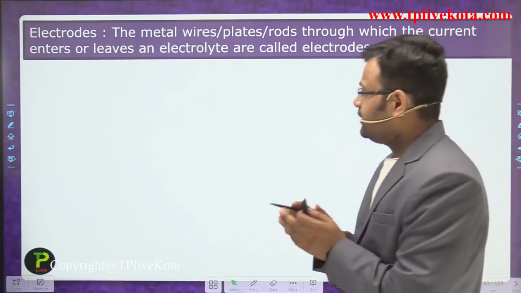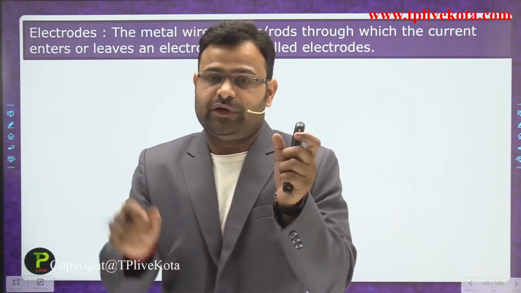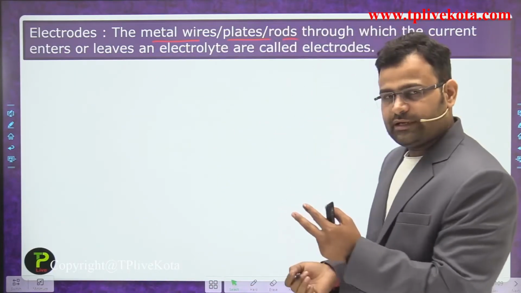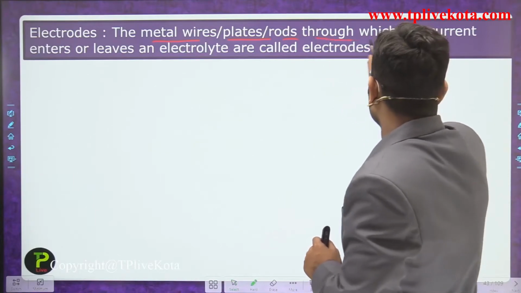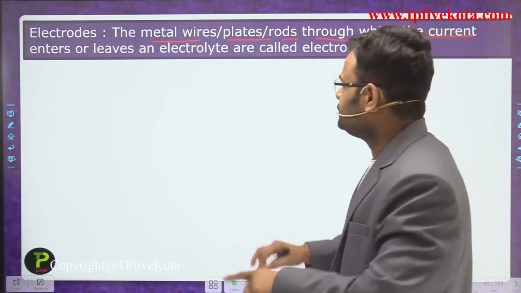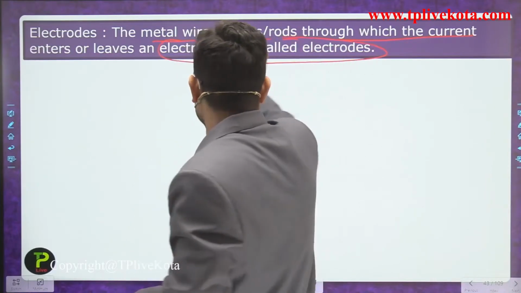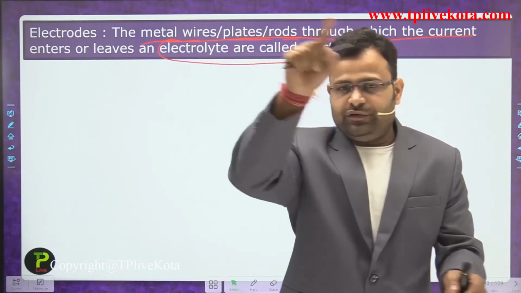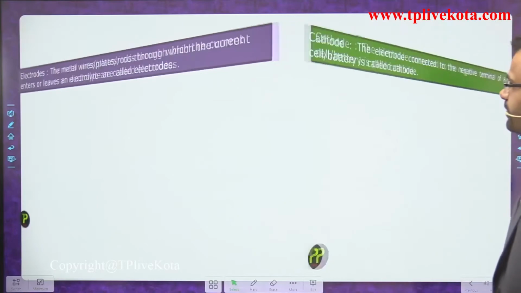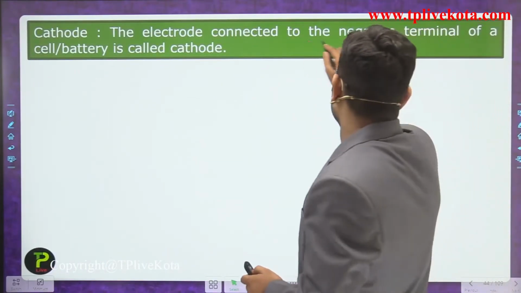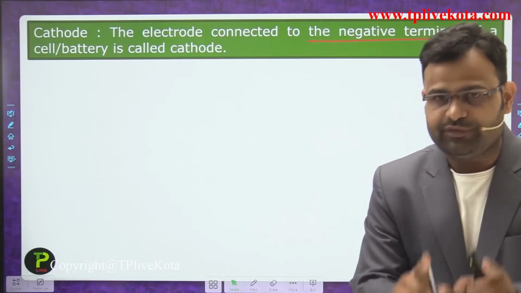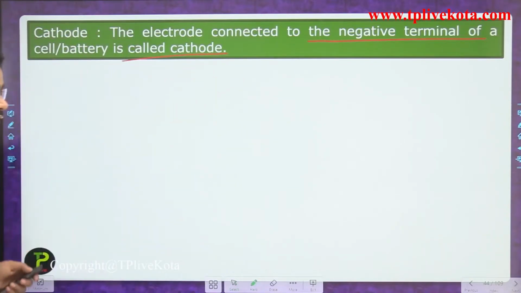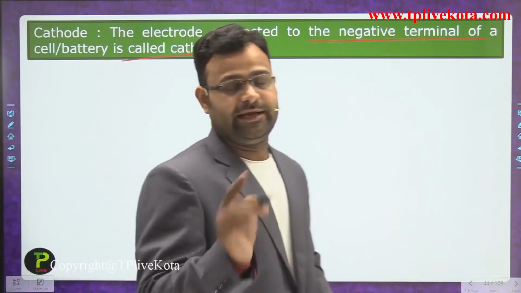What are electrodes? In the previous diagram we discussed two strips, one is a cathode and another is an anode. A metal wire, plate or rod, we can use anything according to our requirement, through which the current enters or leaves an electrolyte, is called an electrode. The electrode which is connected to a negative terminal is called the cathode.